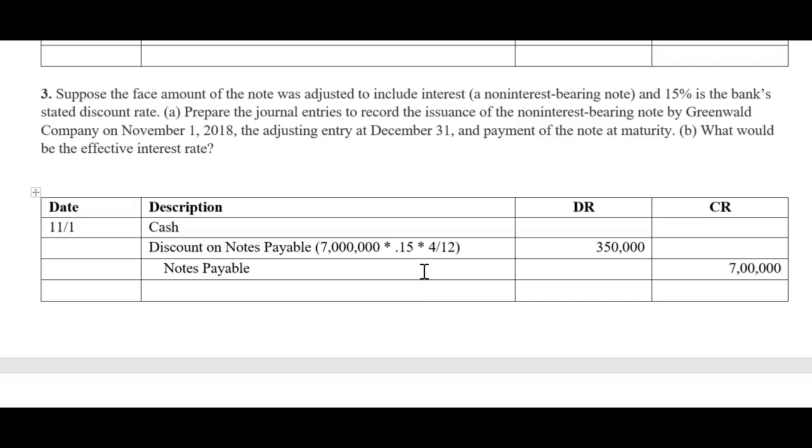Oops, I missed a zero, so let's fix that. We're going to hit it for $7 million. Now, the cash difference would be $6,550,000. That's the amount of cash. So notice we have a discounted amount.